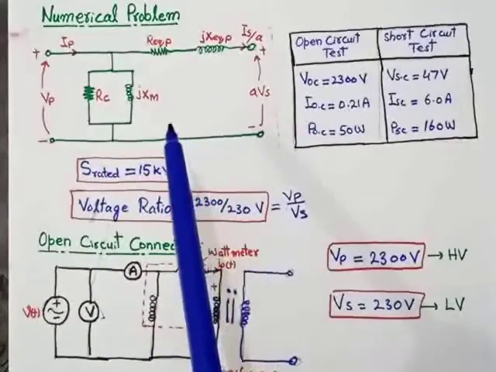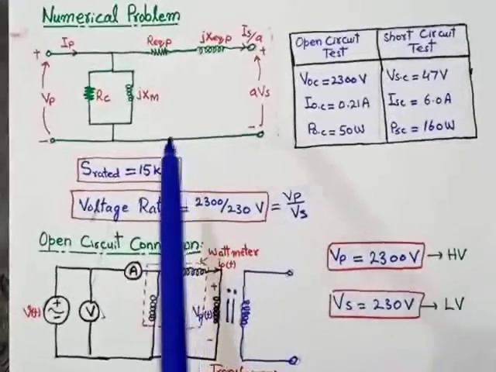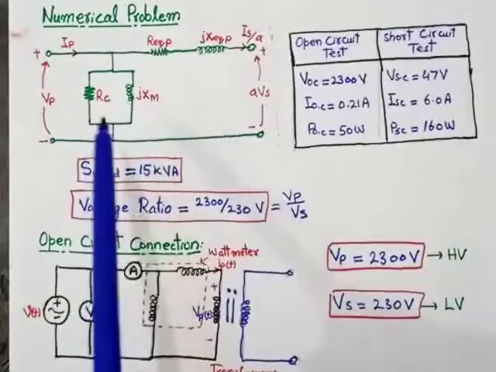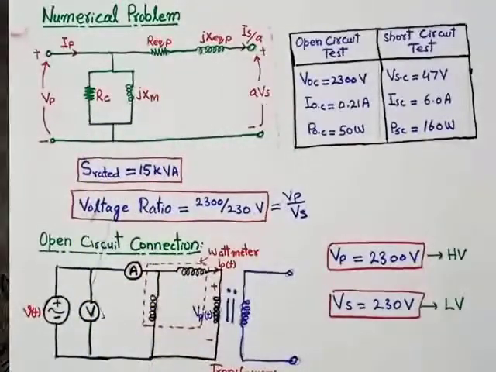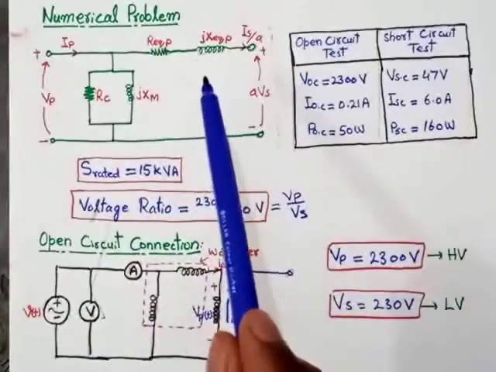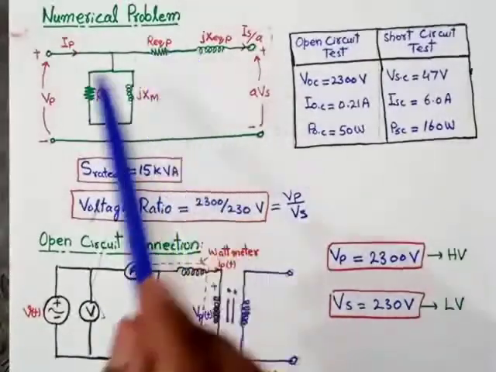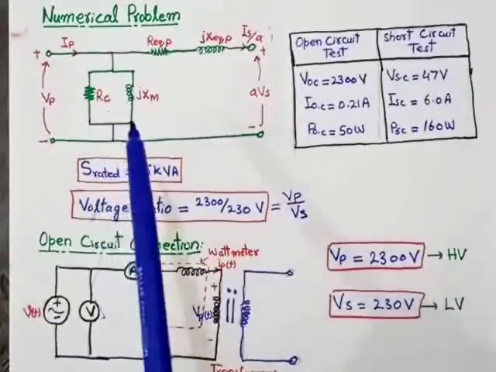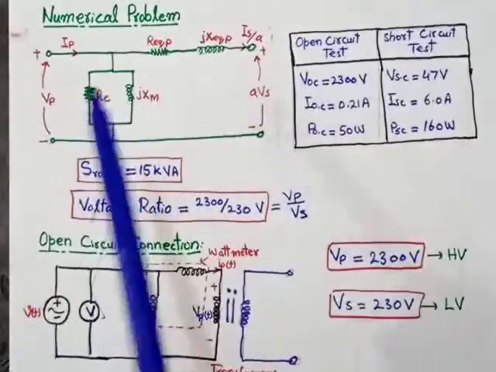So in case of equivalent circuit, first of all we will find these 4 parameters, that is RC, XM, R equivalent and X equivalent. Then we will put these 4 parameter values in this circuit. So this is the part 1 of the given numerical.